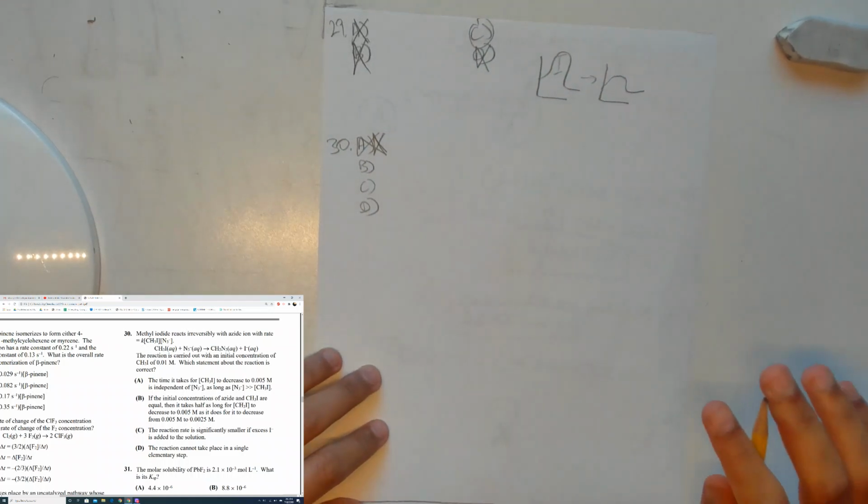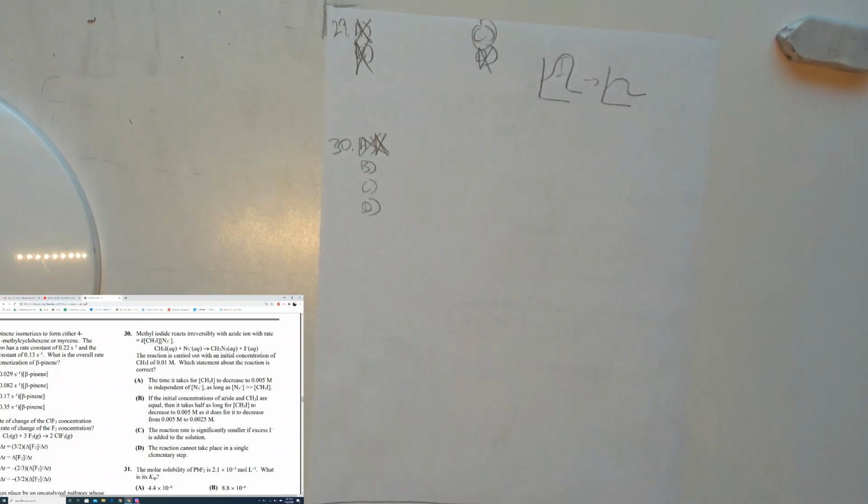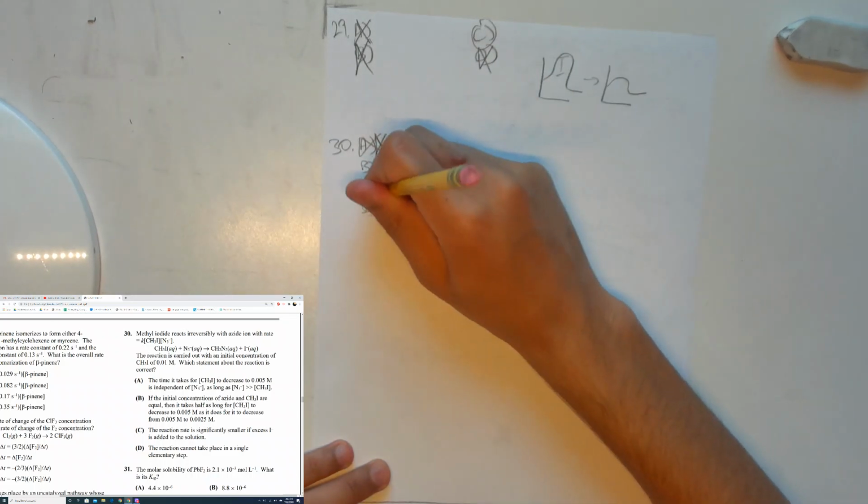Alright, let's skip B and move on to C. The rate of the reaction is significantly smaller if excess iodide is added to the solution. No. This is not about equilibrium. This is about reaction rate, and you ignore Le Chatelier's principle when you're doing reaction rates. In the rate law there's no iodide, so C is an easy cross out.